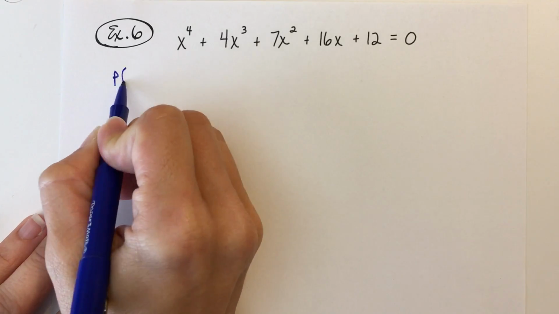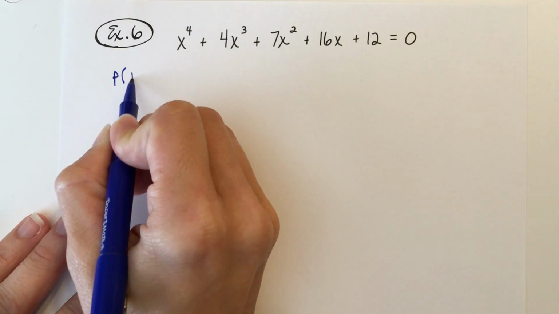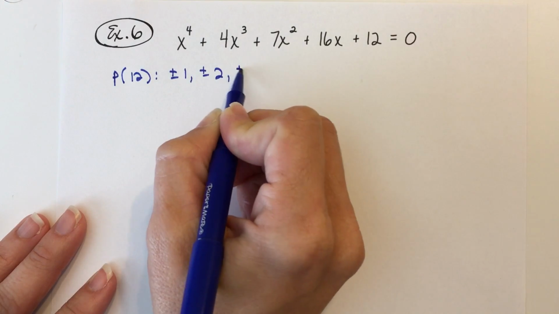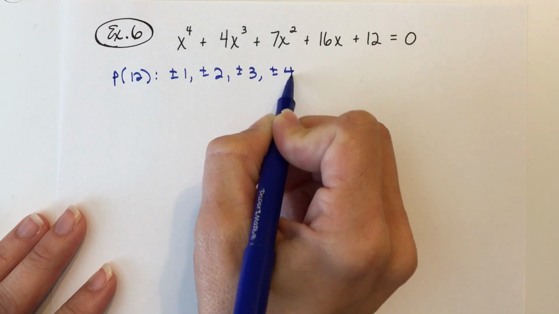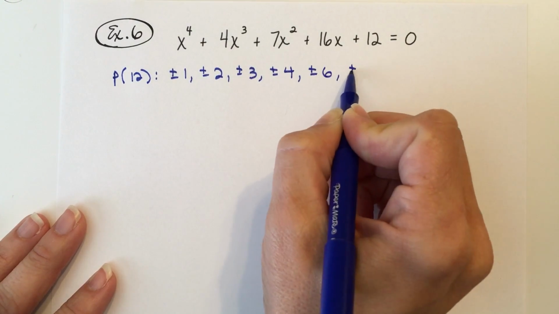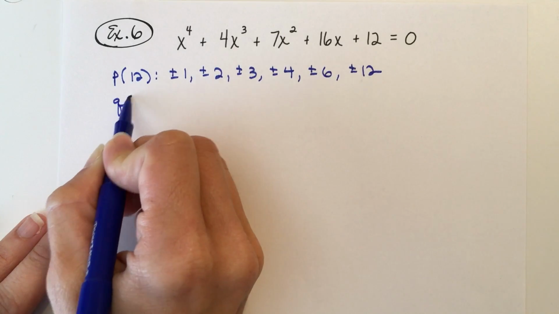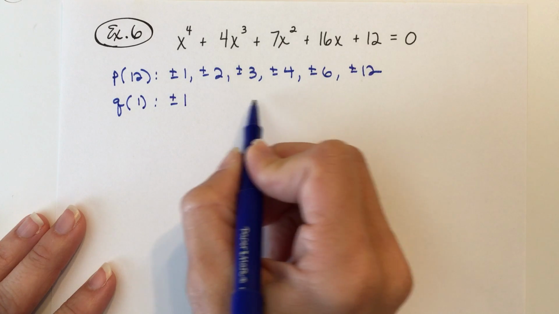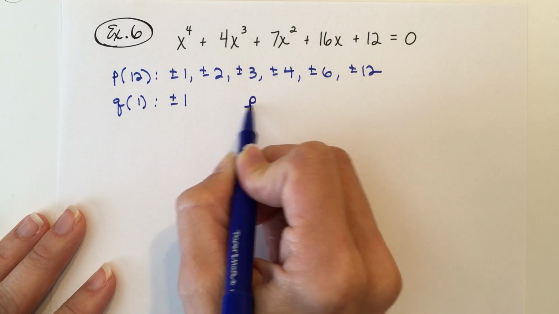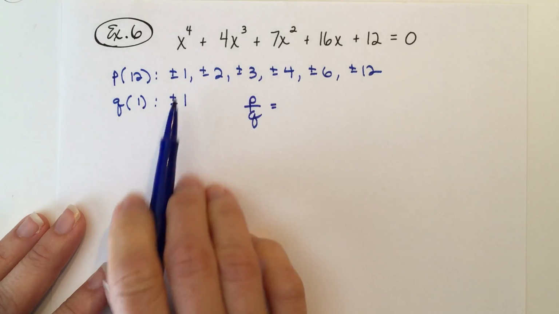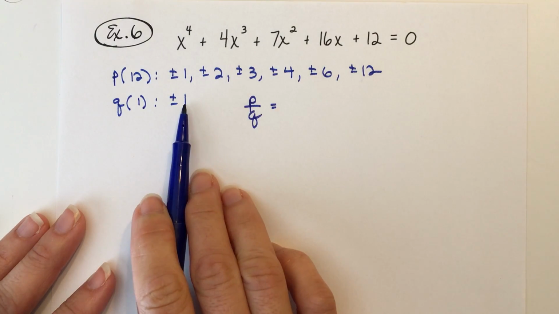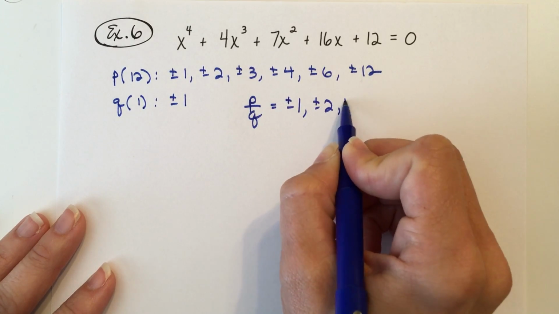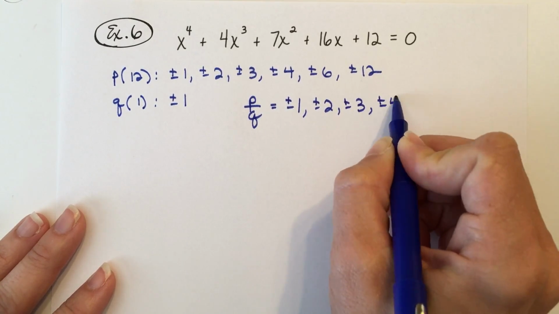So for P, the constant term is 12. So if you list all your factors of 12, okay, and now Q is your leading term, which is just an understood 1. So that's going to make our list of P over Q real easy, because all I've got to do is put all of these numbers over 1, which will just give me that same list of numbers again, since all I have to do is put a 1 in the denominator.